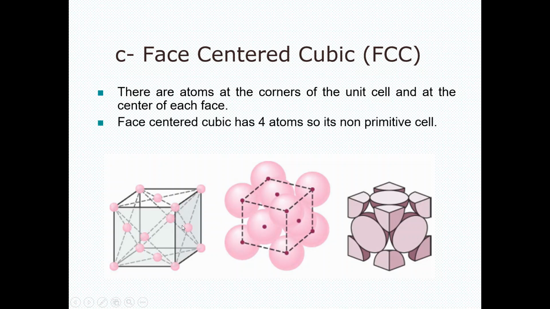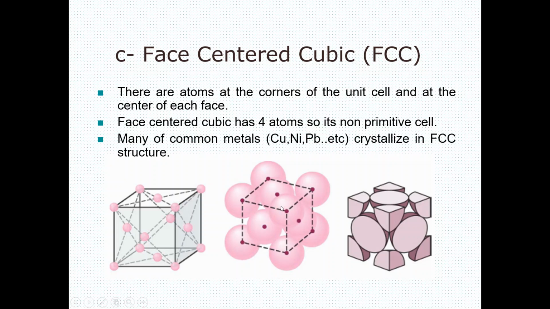In face centered cubic, we have four atoms per unit cell, so it is a non-primitive cell again. So what are examples of FCC? There are many metals like copper, nickel, lead, etc., that crystallize in FCC structures. The famous FCC structures include copper, nickel, and lead, etc. They all constitute the face centered cubic crystal system.